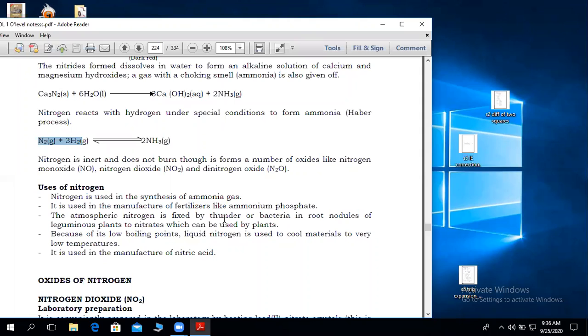You remember nitrogen fixing bacteria, so that stuff. So when nitrogen is fixed in leguminous plants, it acts as a plant nutrient. So just say it is a plant nutrient, we shall understand. Because of its low boiling point, nitrogen is used to cool materials to very low temperature. It is used in manufacture of nitric acid. All these are uses of nitrogen.